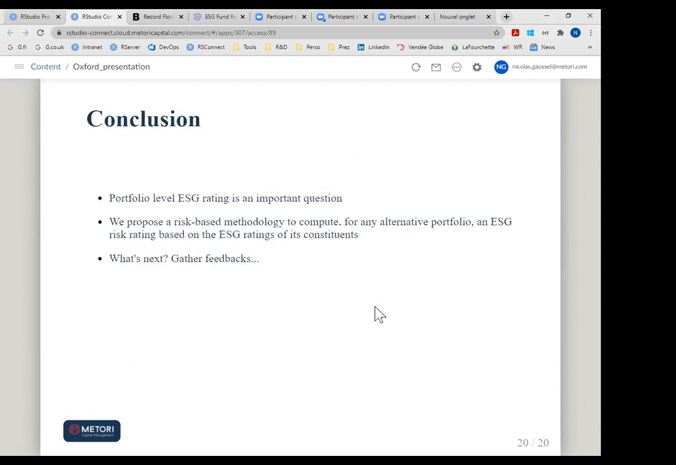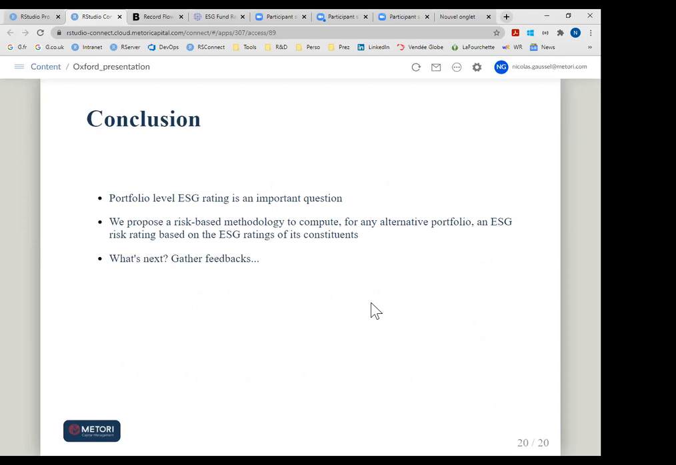And that's it, basically. That's what we are proposing here. Being able to have an ESG rating at a portfolio level is important, not only for asset managers but of course for end investors. It's nice to have a rating for each and every line, but if you don't know how to aggregate complex portfolios, it's basically useless. And this is why we started with this methodology.